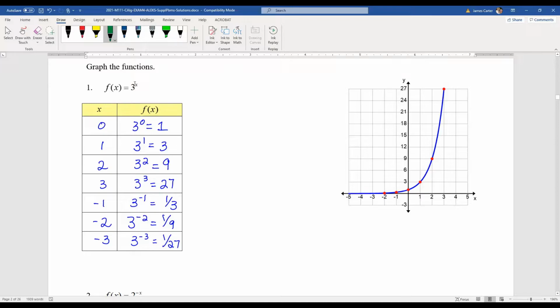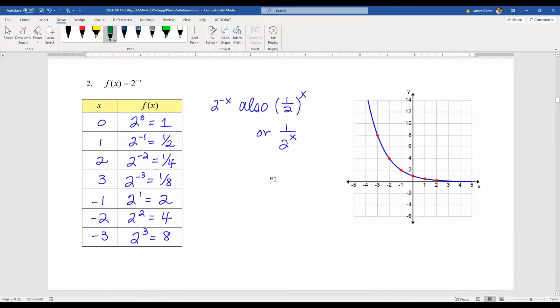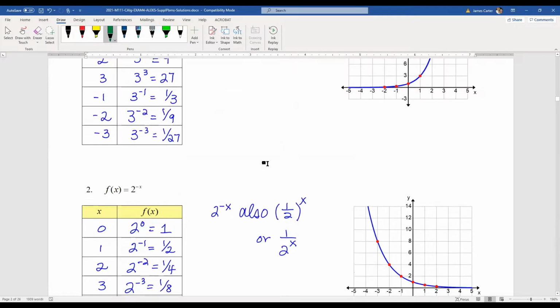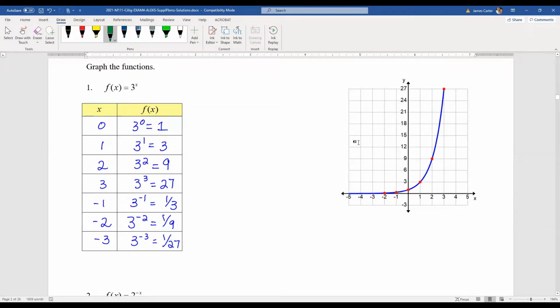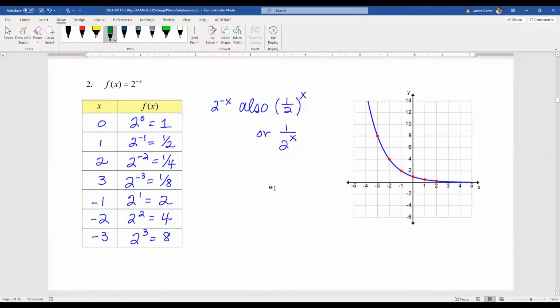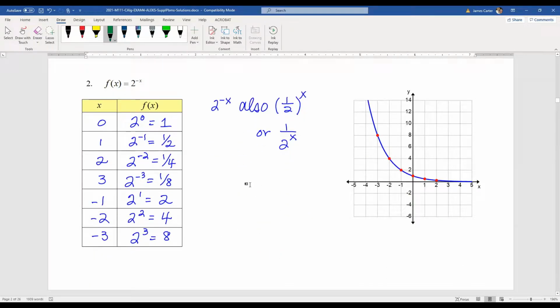Remember, if I replace this x with negative x, it's going to flip it across the x-axis like so. I said that backwards. If I replace this x with negative x, it'll flip it across the y-axis. If I have a negative in front of the 3, then it'll flip it across the x-axis. I said that just backwards, my apologies. Why is that the case? Because 2 to the negative x can also be expressed as 1/2 to the x.